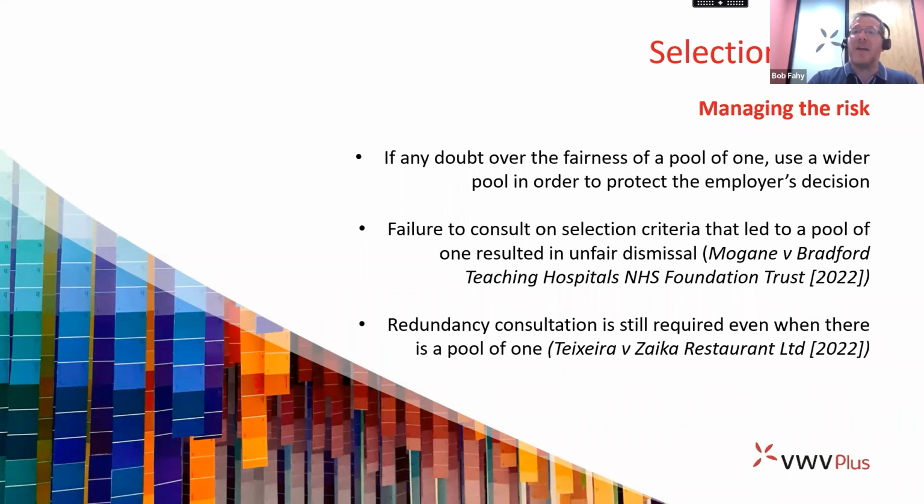And the EAT said this may well have resulted in a larger pool and a wider selection criteria or a different outcome. So you can't take it as read that in a pool of one, a failure to consult isn't going to have any impact. You should assume the opposite, that there is a possibility that consultation and listening to the employee's input may change the employer's approach to the redundancy selection. So the employer lost that case because it just failed to consult, but the EAT's comments about the potential for consultation to have an impact on the pool itself, I think are quite interesting.